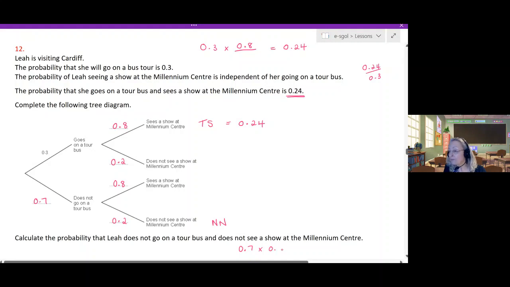And that is 0.14 is the answer. So you have to be super careful when you are given one of these, whether you've been given the probability that goes here, the probability that she sees a show at the Millennium Centre, or you might have been given the probability that goes here, does not see a show at the Millennium Centre, or they might have given you the probability of two things happening, which means you've got to work these out by working backwards. So I've got one like this for you now.